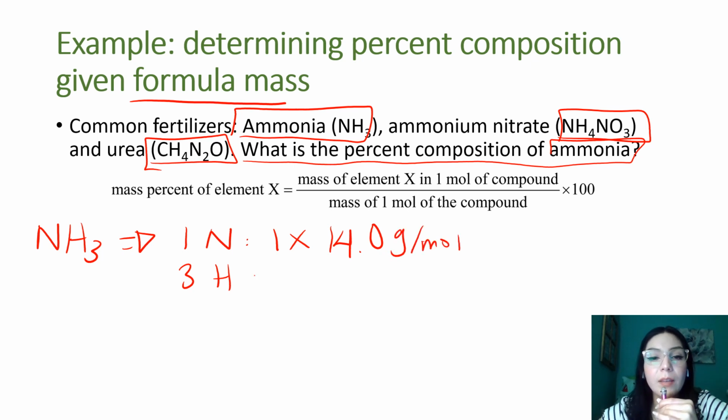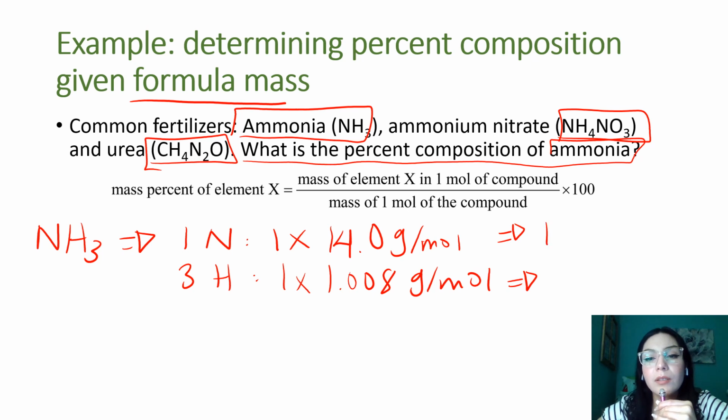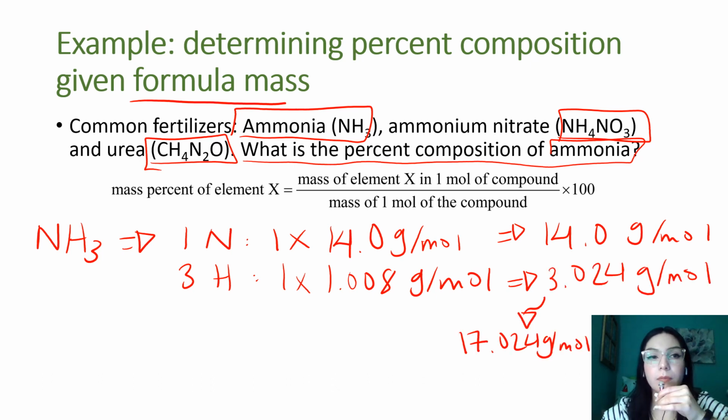And then the mass of hydrogen is this one, I know it, is 1. Okay, so now we multiply that out. This one is just obviously 14. And then for hydrogen, I'm going to multiply it out and then add it all up together. So you get for the mass 17.024 grams per mole. That's the mass of ammonia.